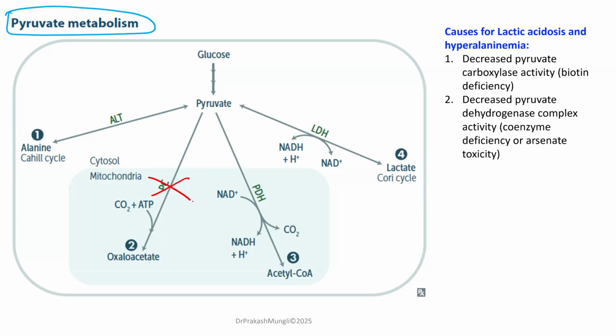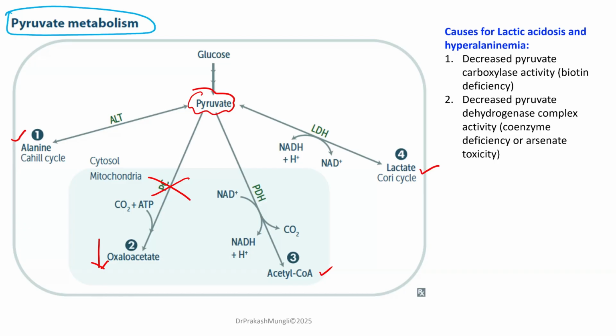During that time, what will happen? What is the option for pyruvate? Pyruvate is not going down into oxaloacetate, right? Because your enzyme is down, pyruvate carboxylase enzyme is decreased. So conversion of pyruvate into oxaloacetate is down. So what is the option for pyruvate now? Where can this pyruvate go? It can go into acetyl-CoA. And then it can go into lactate. It can go into alanine.